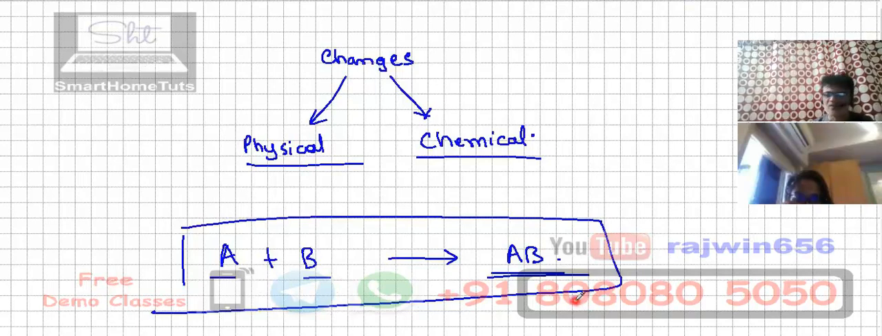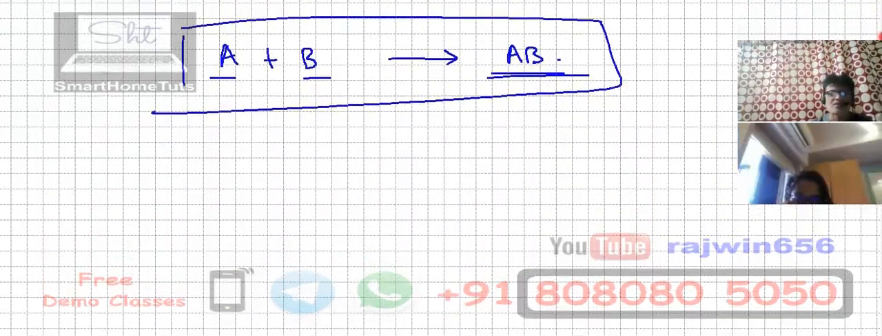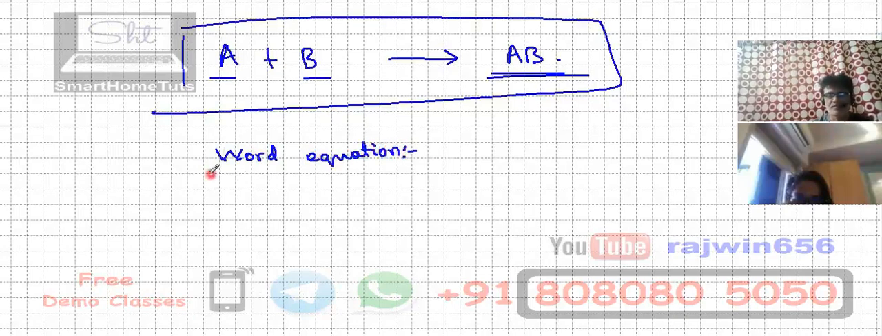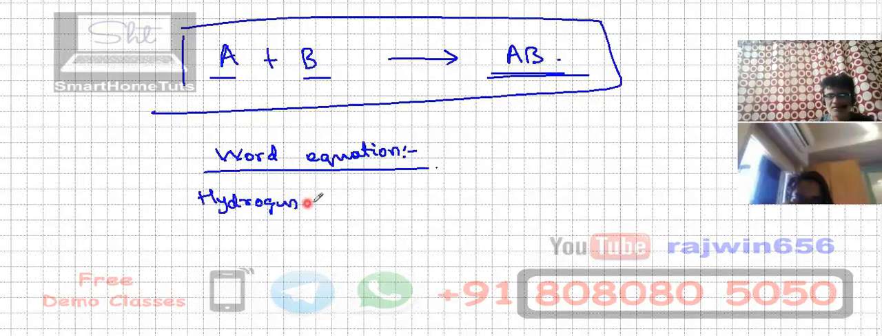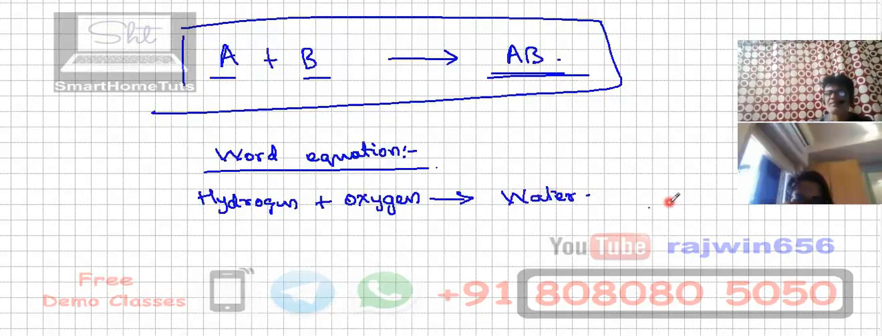There are different types of chemical reactions. First, we can directly write this in the form of a sentence. We can express this in the form of an equation, which we will call a word equation. Okay, I'll take a very simple example over here. Hydrogen plus oxygen. This is giving us water.